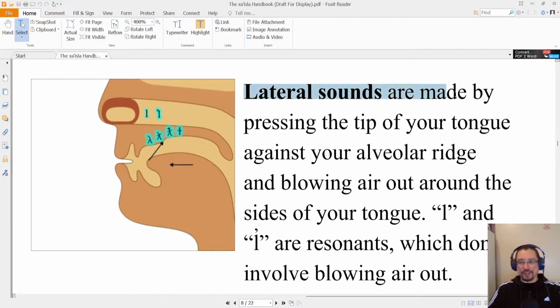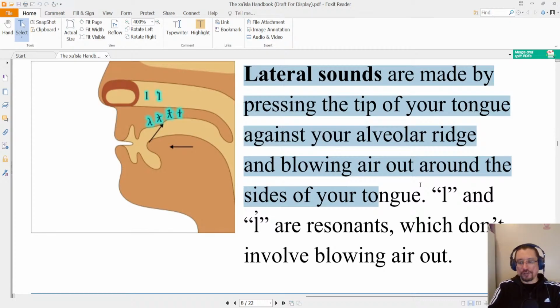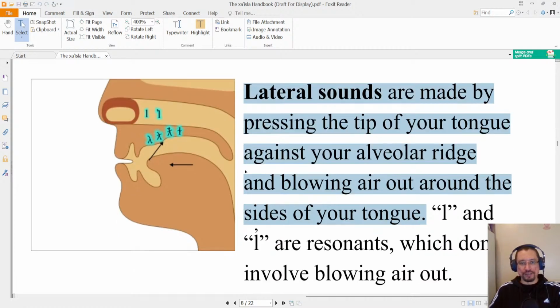Lateral sounds are made by pressing the tip of your tongue against your alveolar ridge and blowing air out around the sides of your tongue. That's why they're called lateral sounds. Lateral means sideways or alongside. In this diagram, the tip of your tongue is going up against your alveolar ridge, the little bump behind your upper front teeth, and this arrow shows which way the air is going to be traveling. It goes around the sides of your tongue. That's why they're called lateral sounds.